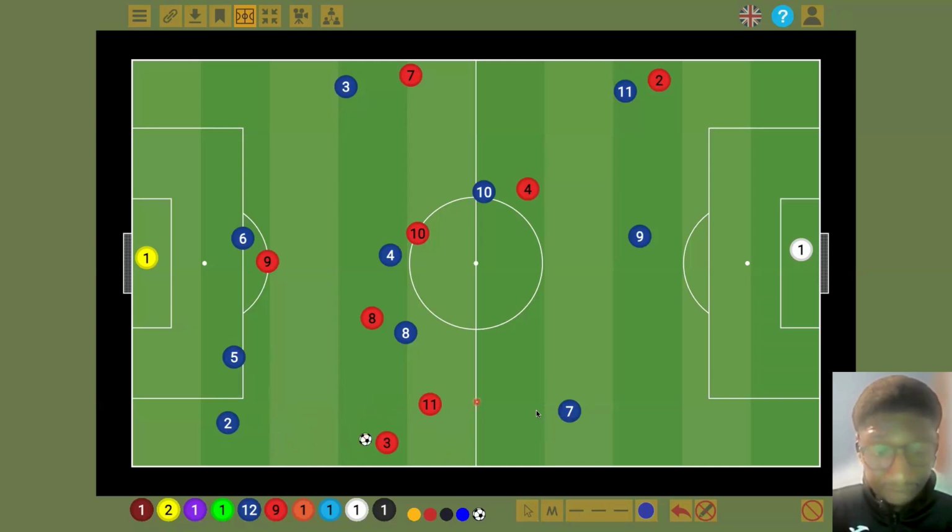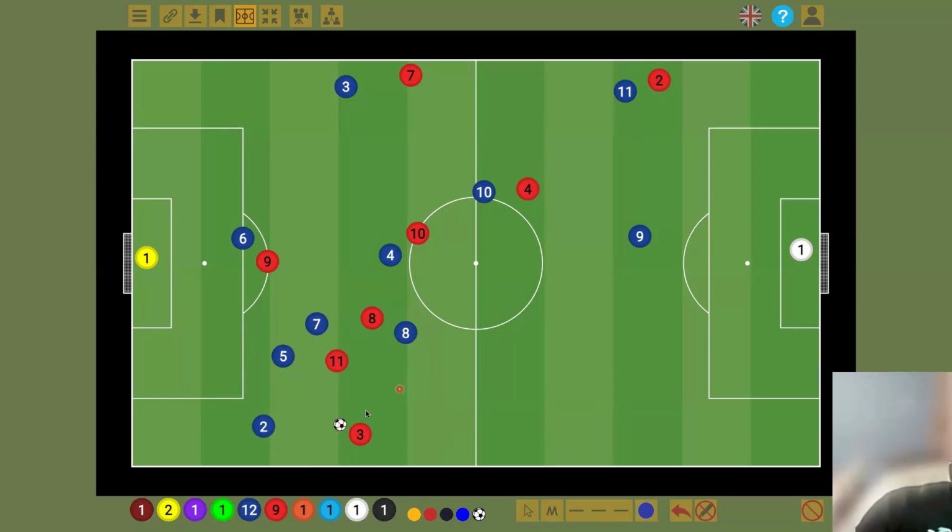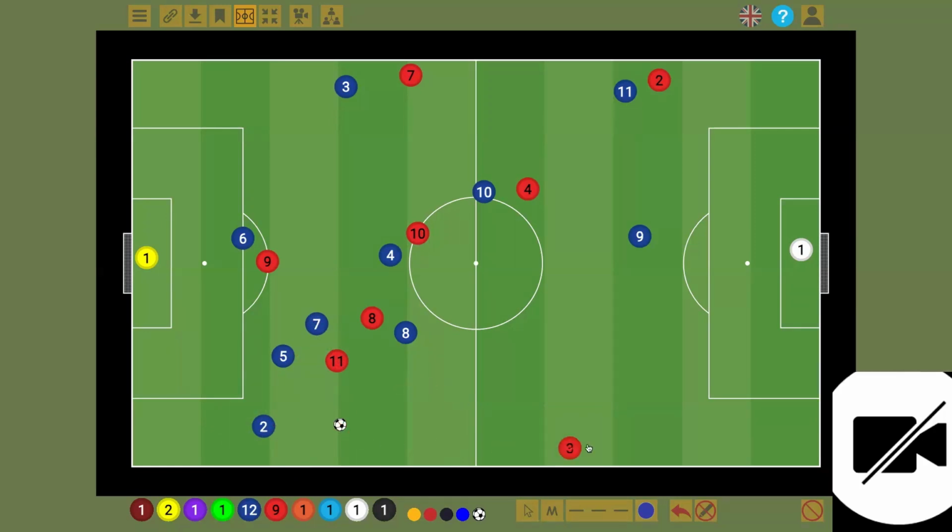Because if the 7's out of the game, the 11 can either go on the inside. If he or she goes on the inside, the 3 will go on the outside. So turning a 2v2 situation into a 3v2 situation. Yeah? Makes sense. All good? Yeah, makes sense. Good. Thanks for the explanation.